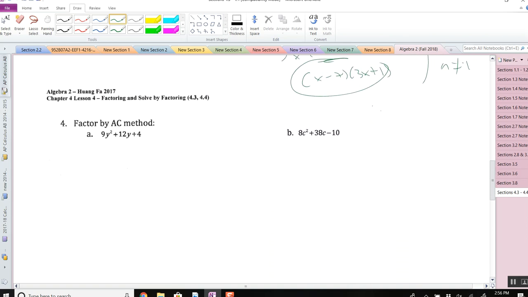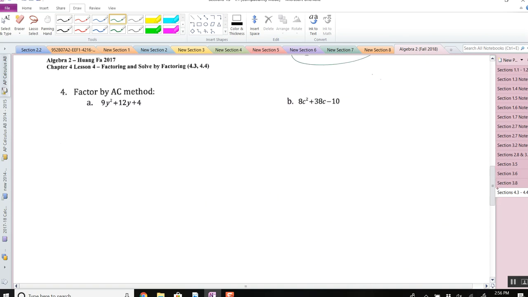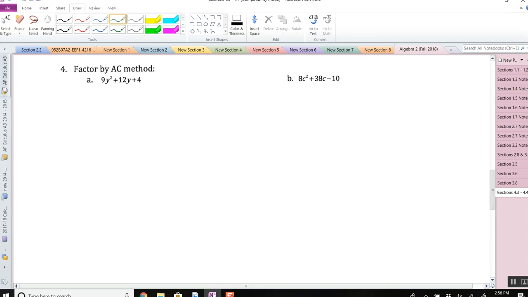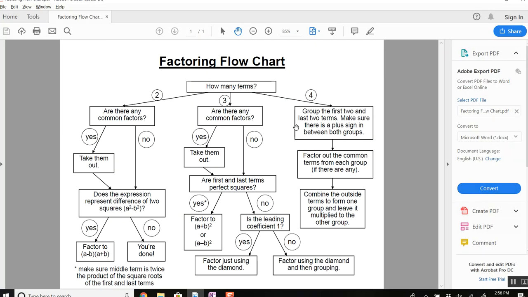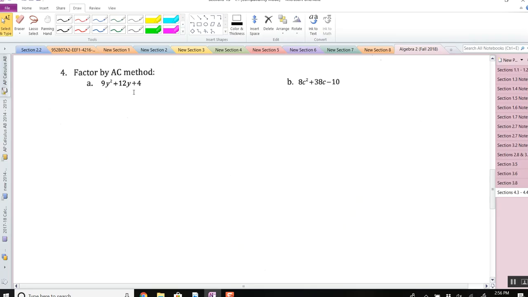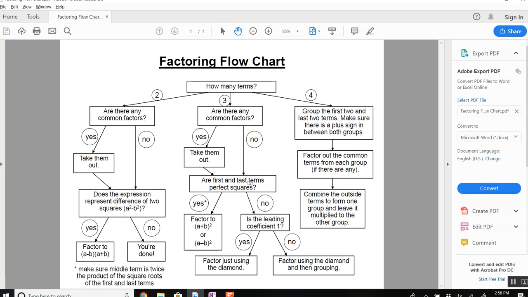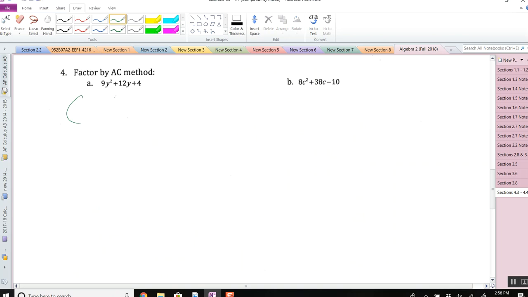Okay, let's try a few more. I'm not sure it's called the AC method. I'll ask Ms. Wong about that. But let's try this again. Let's go through our flowchart. Are there any common factors? Nope. The first and last ones are perfect squares. Actually, they are. So we kind of lucked out.